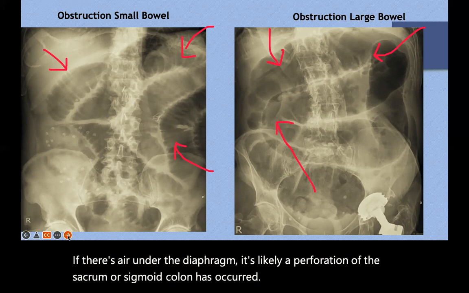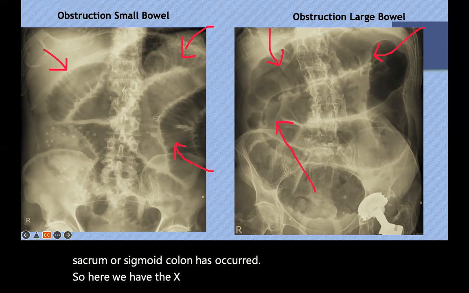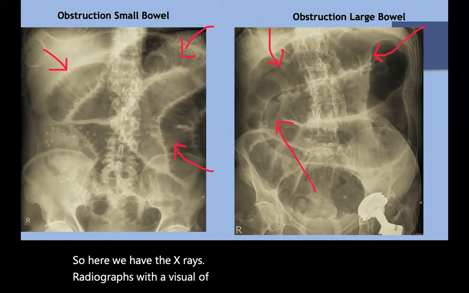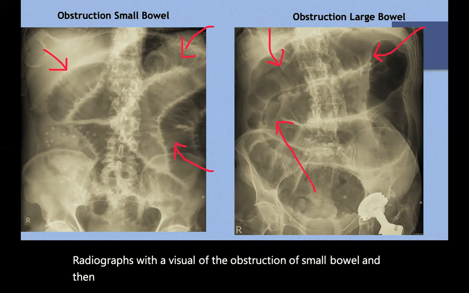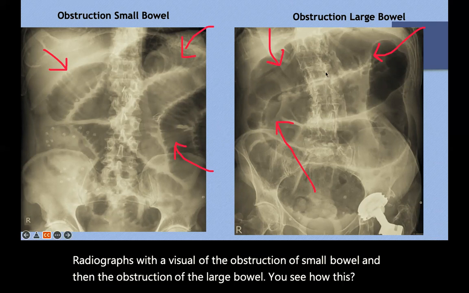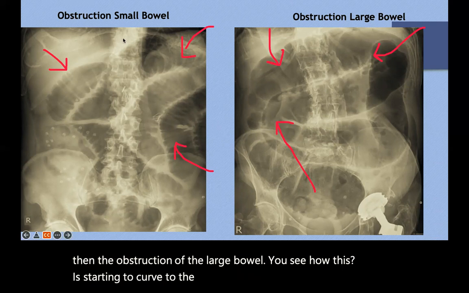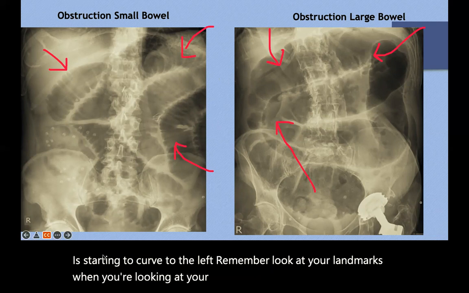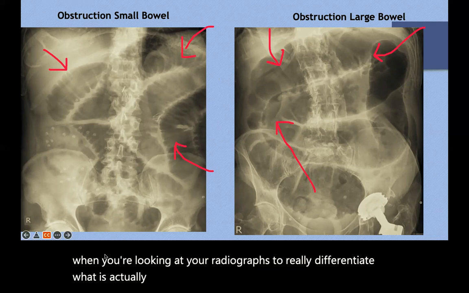So here we have the x-ray radiographs with a visual of the obstruction of the small bowel and then the obstruction of the large bowel. You see how this is starting to curve to the left? Remember, look at your landmarks when you're looking at your radiographs to really differentiate what is actually wrong here. What's displaced? What looks abnormal?